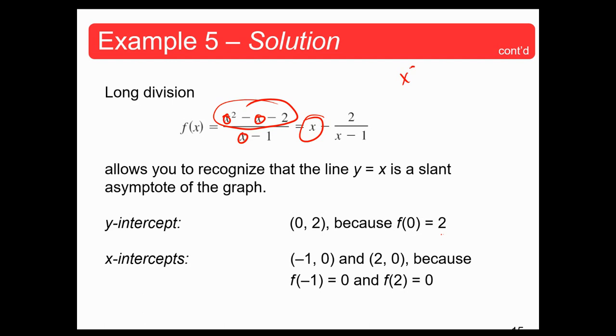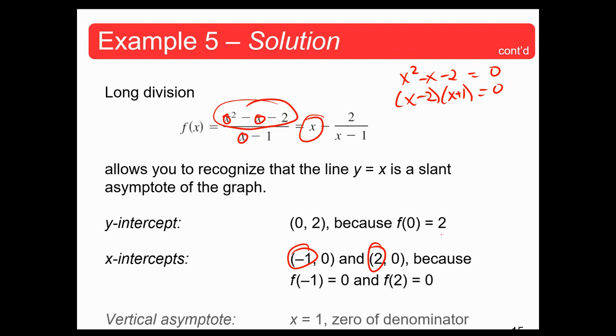So that would be x squared minus x minus 2 equal to 0. And if you factor that, that's going to be an x minus 2 and an x plus 1, and set each of those equal to 0. And that's why they got a negative 1 and a 2 here. And I already talked about the vertical asymptote.